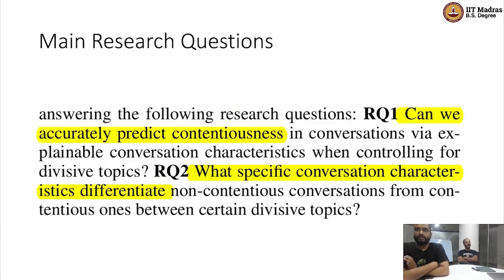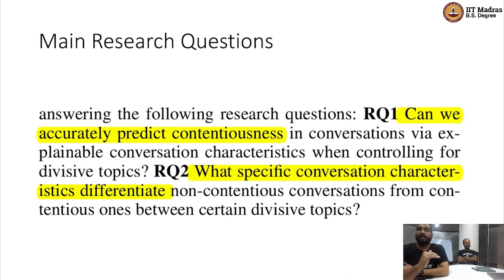So using these as the motivating factors, they boil down this particular research into two main research questions, right? The research question one is, can we accurately predict such contentiousness in a conversation? Second thing is, if a particular conversation is contentious or non-contentious, what are the different characteristics that are differentiating these two, right? What are the specific linguistic characteristics that are differentiating a contentious conversation versus a non-contentious conversation?